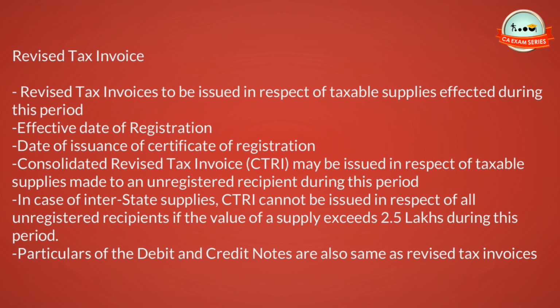Revised tax invoice. Revised tax invoices are to be issued in respect of taxable supplies effected during this period: the effective date of registration to the date of issuance of Certificate of Registration. A Consolidated Revised Tax Invoice, CRTI, may be issued in respect of taxable supplies made to an unregistered recipient during this period. In case of interstate supplies, a CRTI cannot be issued in respect of all unregistered recipients if the value of a supply exceeds 2.5 lakhs during this period. Particulars of the debit and credit notes are also the same as revised tax invoices.